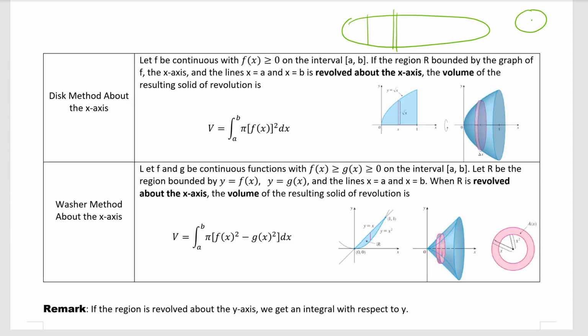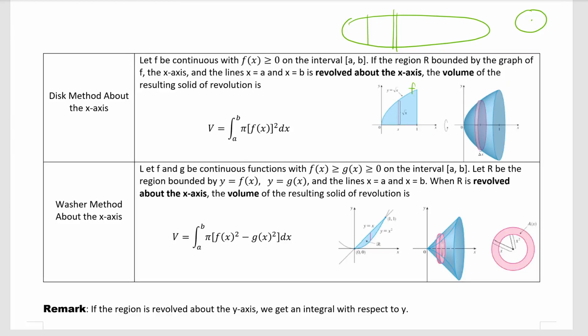So let f be continuous with f greater than or equal to 0 on the interval a to b. If the region R bounded by the graph of f, the x-axis, and the lines x equals a and x equals b is revolved about the x-axis, so this is the function f, and we revolve about the x-axis, then we generate a solid. And then the volume of the resulting solid of revolution is the integral of pi f squared.